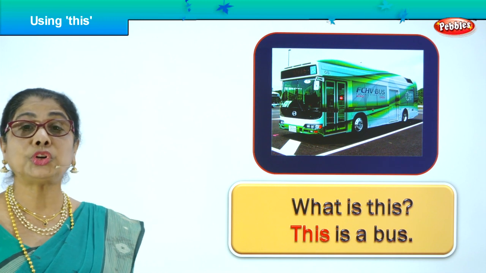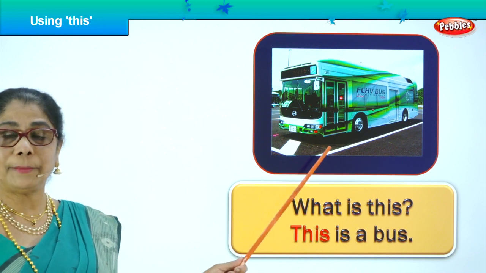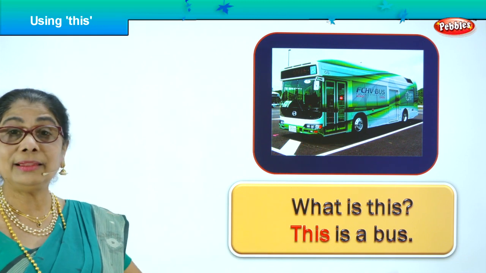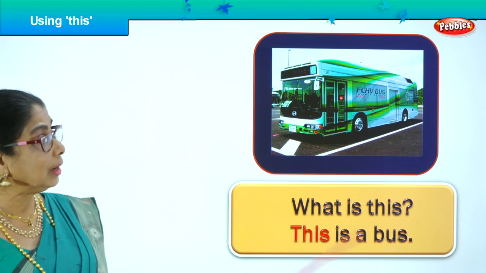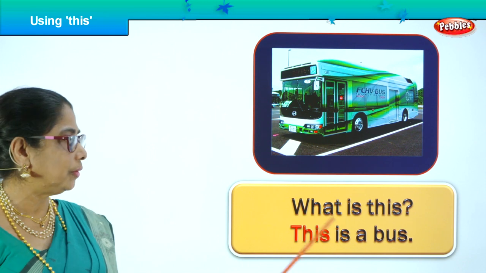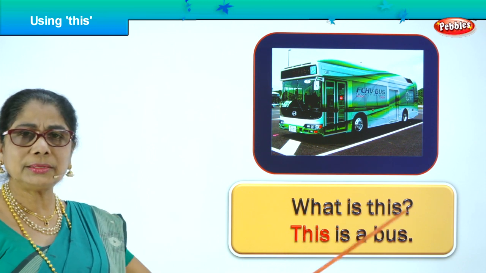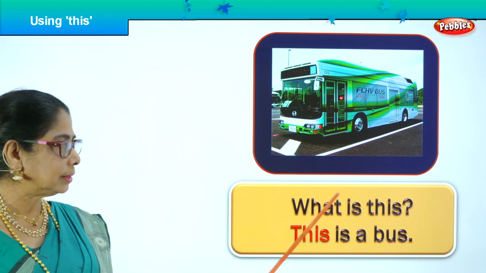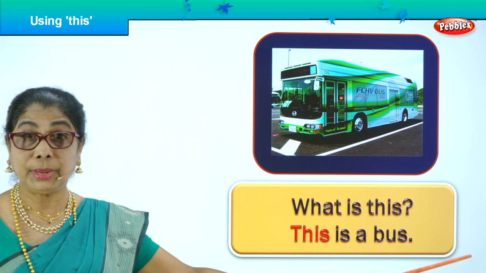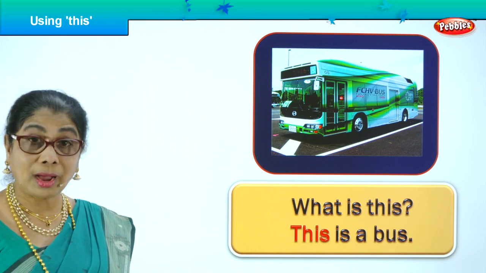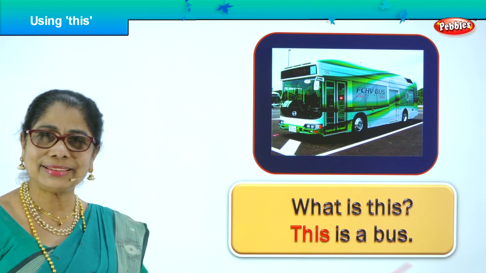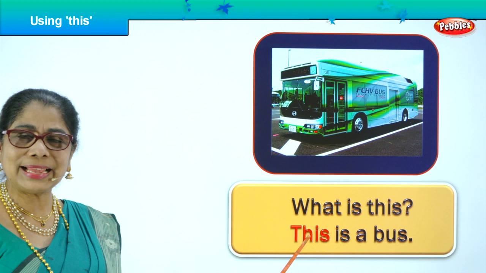So whenever you want to go short distances, you can travel in a bus. And when you travel in a bus, you must see that you should not put your head and hand out. What color bus is this? Blue, greenish blue. Let us read the question, children. What is this? This is a bus. Buses are bigger than the auto or car. Yes. Did you enjoy reading the question, reading the answer, and the use of this in the sentence?